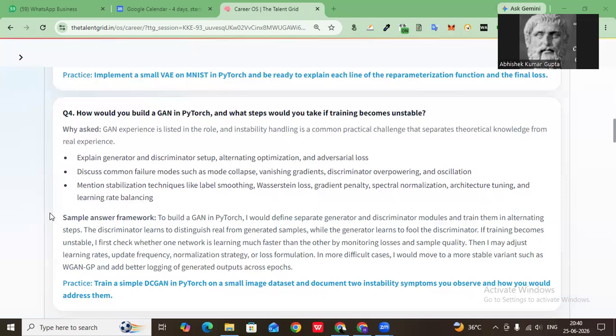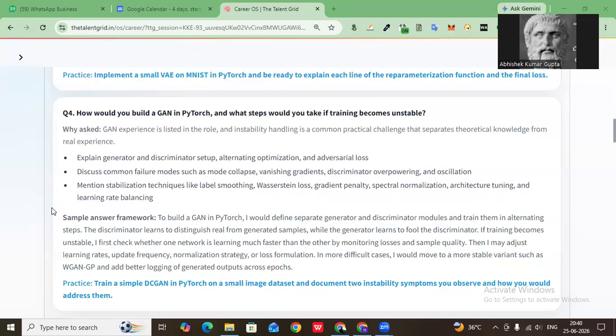Otherwise, we can skip to the next one. You can touch these in your preparation. Yeah, so you have to touch stabilization techniques. Okay, yeah, be sure.